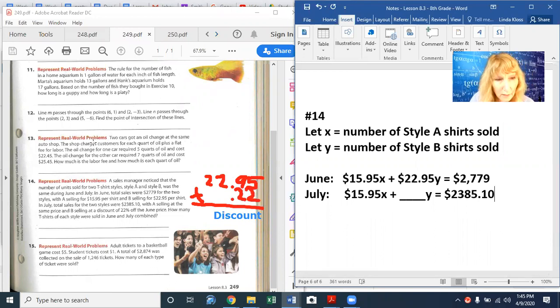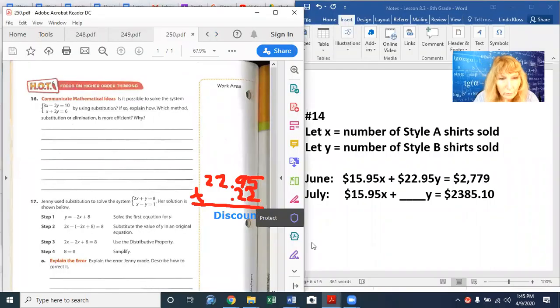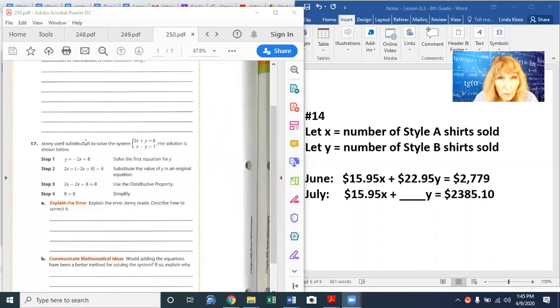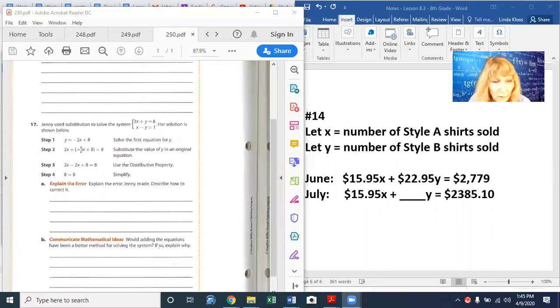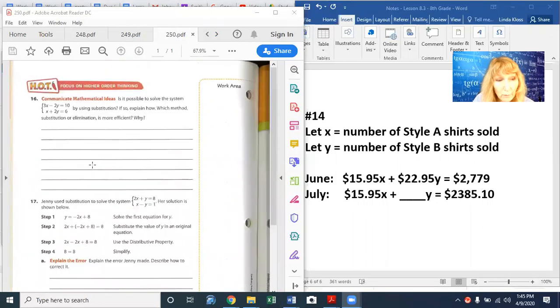Okay, and then number 16 I did with you guys already. So you'll have that answer, and then you'll have to do number 17, I believe. Let me pull that page up. That was page 250. I do want you to do the hot problems. So 16 we did together. Go back and rewind the video or review it if you need to. 17 I'd like you to do because this is a common error that students make, so I'd like you to be aware of it. So go ahead and take a look at that one and do the hot problem. I did 16 already for you, so do that one just in your book.